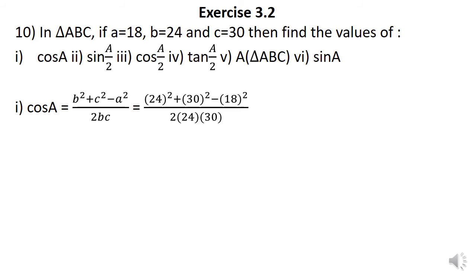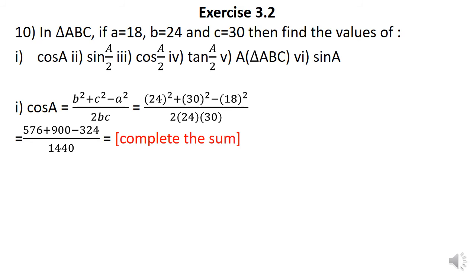First of all, let us see what is cos A. Now cos A can be written by the cosine rule as b square plus c square minus a square upon 2bc. We know all these values, that is a, b and c. So we just substitute them over here and you can complete the sum and see what answer comes out.